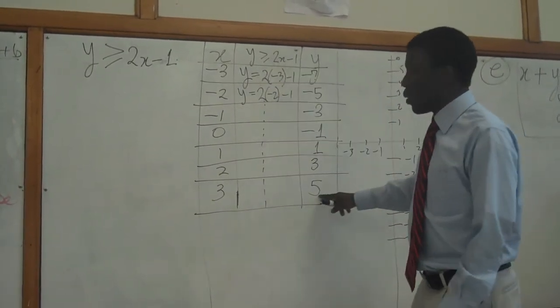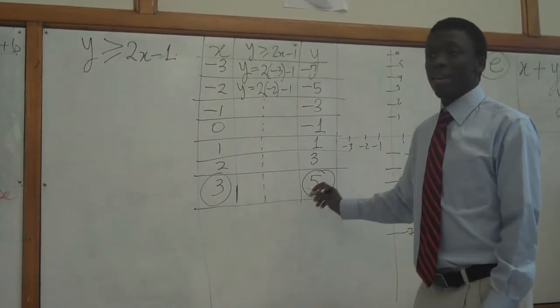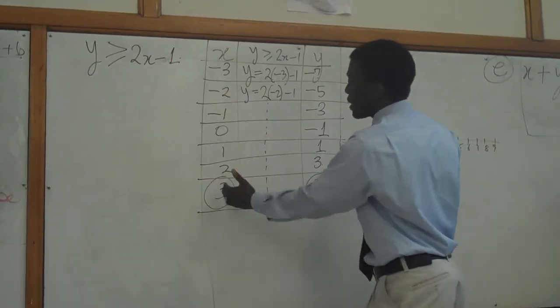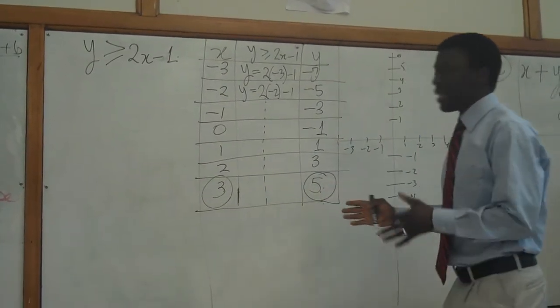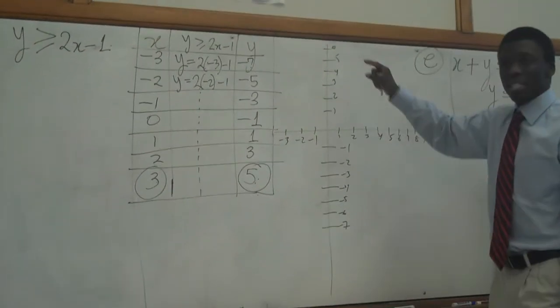6 minus 1, which is 5. So when x is 3, y is 5. That's how I got these values for y. Now I have my values for x, and I have my values for y. The next step is to actually go to a graph and draw those points, and then I can draw a line.